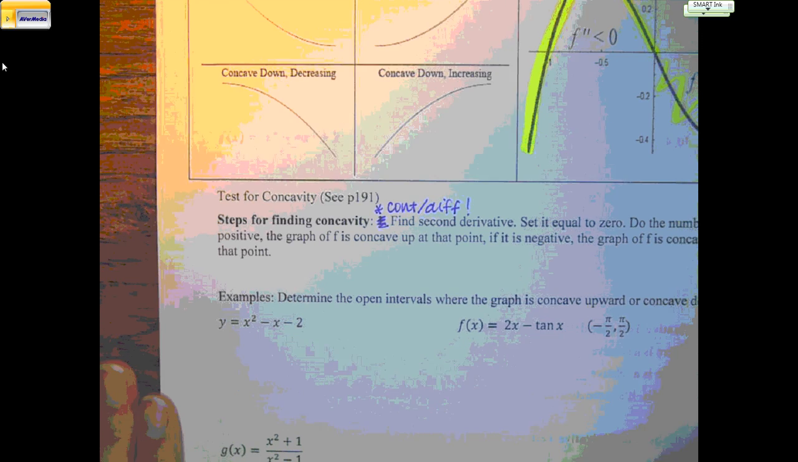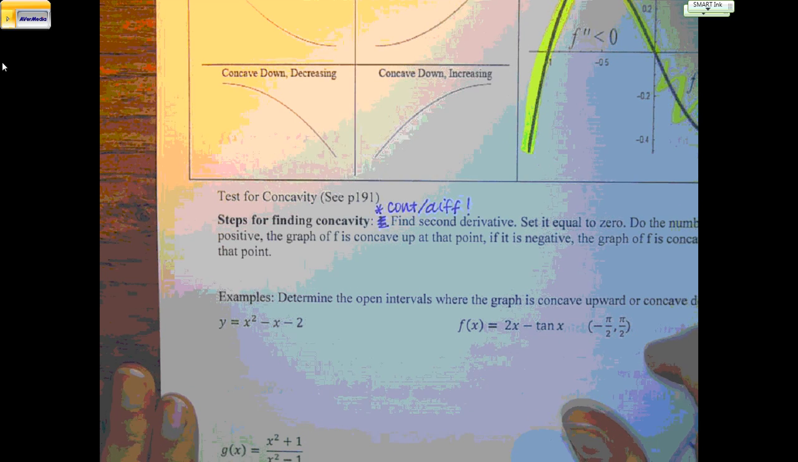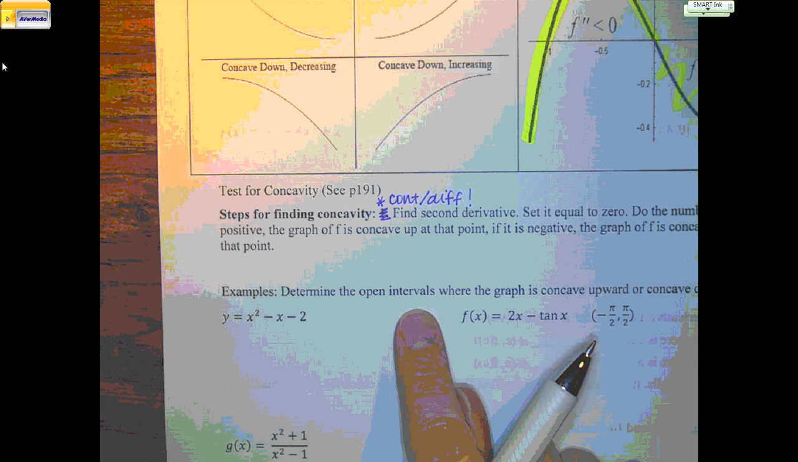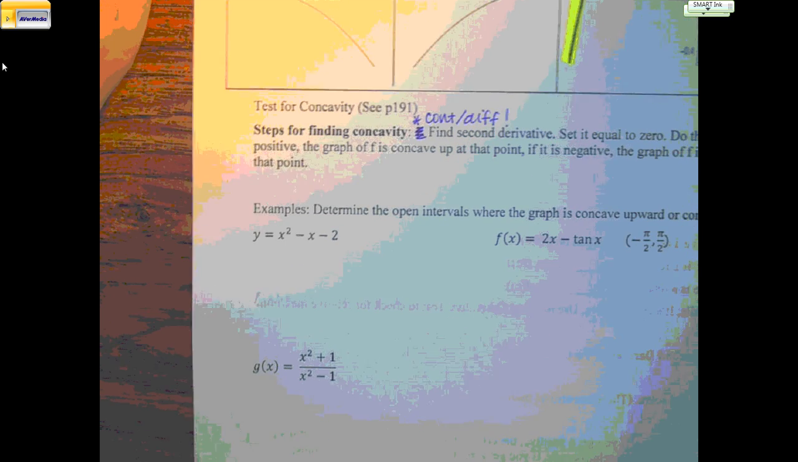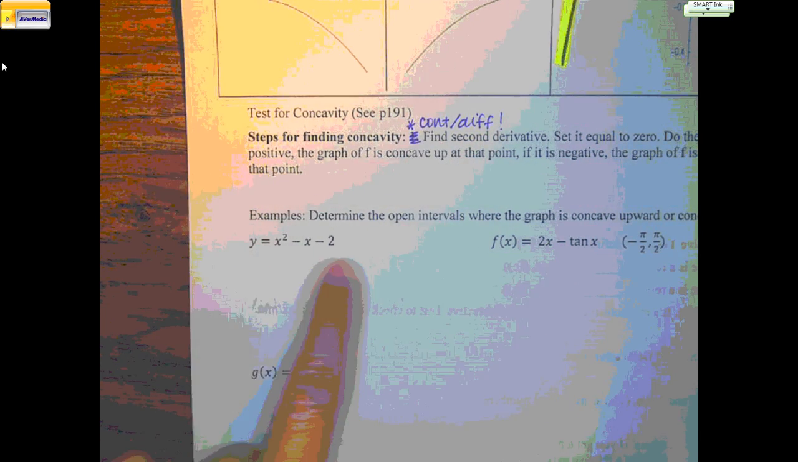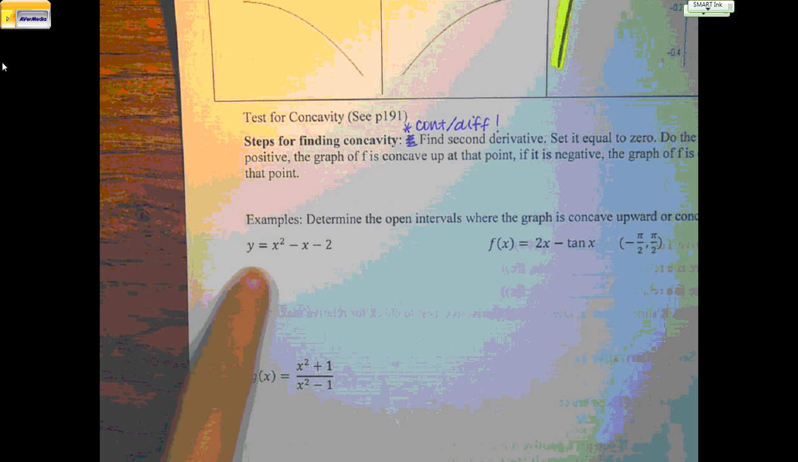So let's look at our steps and read them through as we work through the problem. The problem says to determine the open intervals where the graph is concave up and concave down. This is going to look a lot like finding increasing and decreasing, but we're using the second derivative. So our first step is, is it continuous? Is it differentiable everywhere? Are we okay on this? Yeah, we know it's going to make a parabola, basically.